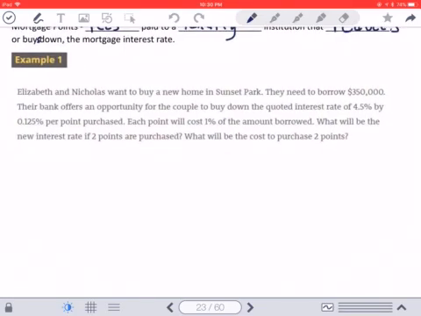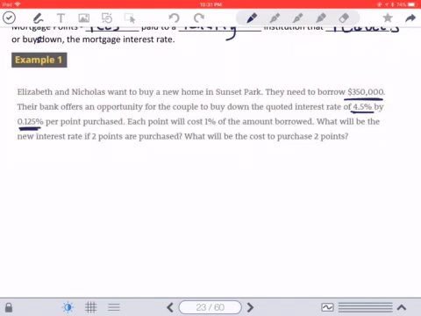So let's get into example 1 here. Elizabeth and Nicholas want to buy a new home in Sunset Park. They need to borrow $350,000. Their bank offers opportunity for the couple to buy down the quoted interest rate of 4.5%. Okay, not all banks offer opportunities to buy down a loan. By 0.125% per point purchased. Each point will cost 1% of the amount borrowed. What will the new interest rate be if 2 points are purchased? What will the cost be to purchase 2 points?